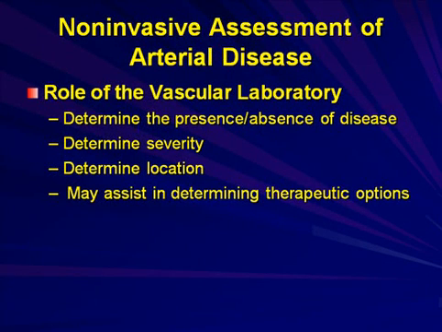So now that we've talked about the types of disease that we're going to be looking for, let's talk about how we do that and what the role of the vascular laboratory would be. Well, we're going to determine whether or not there's disease present, how severe is it, precisely where is it located, and we may be able to assist in determining therapeutic options for those patients with stenoses or disease.